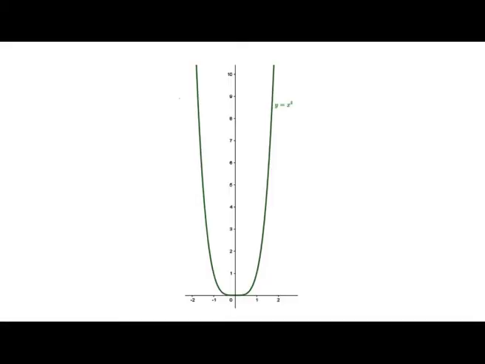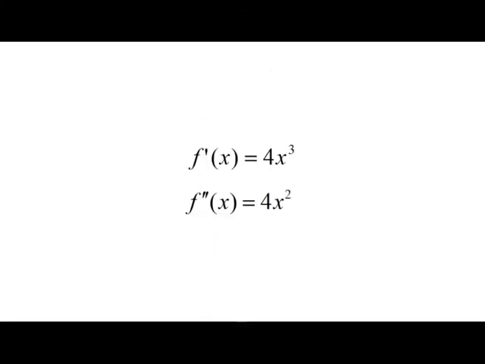For example, consider the function f of x equal to x to the power 4, then f dash of x equal to 4x cube and f double dash of x is equal to 4x square. Hence, f double dash of x is greater than 0 for all x not equal to 0, so that the curve is concave up to the left and to the right of x equal to 0. Hence, (0, 0) is not an inflection point. However, f double dash vanishes at x equal to 0.